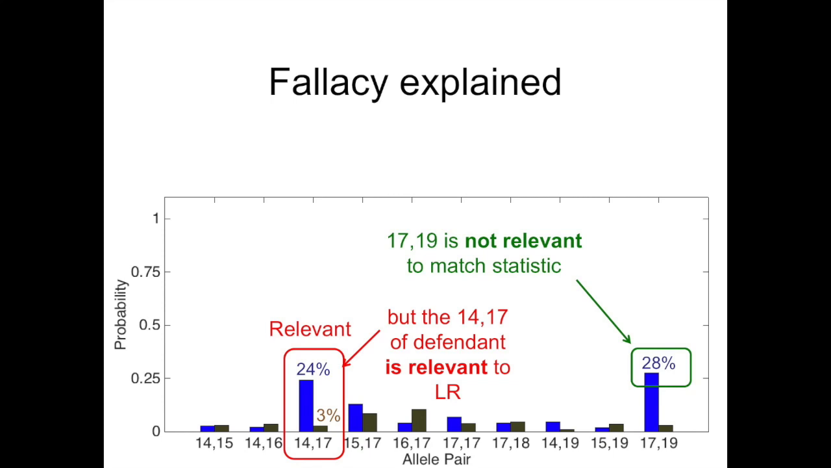The fallacy here is that we seek an LR that compares the strength of match between evidence and a particular person relative to coincidence. The 17-19 allele pair on the right is not relevant to the match statistic. The real question is how the evidence, shown in blue, compares with the defendant's 14-17 genotype, circled in red, relative to coincidence, shown in brown. The match statistic isn't about the biggest probability, it's about probability ratios. At a particular person's genotype, the probabilities of match to coincidence are compared.